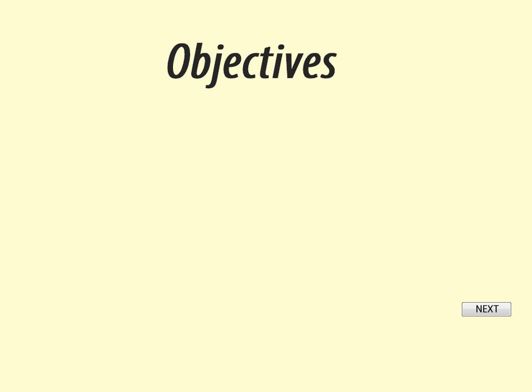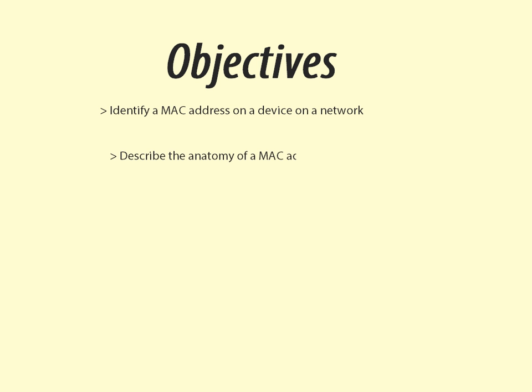There are four methods used in addressing a network: the MAC address, the IP address, character-based names, and port addresses. We have created 4 tutorials, each focusing on one of the 4 methods. During this tutorial, we will focus on the MAC address. At the conclusion of this tutorial, you will be able to identify the MAC address on a network device, describe the anatomy of a MAC address, and identify the MAC addresses on a Windows personal computer.